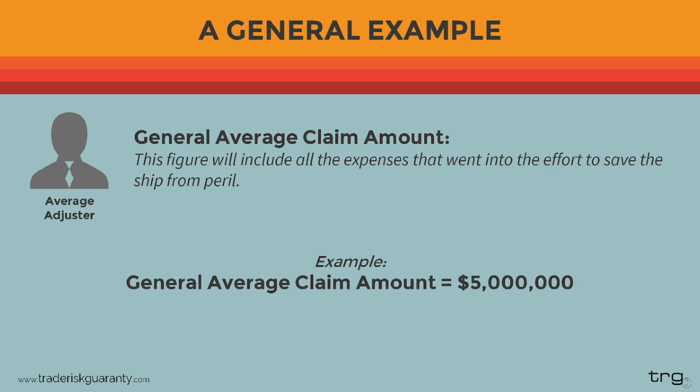In order to calculate how much each party must contribute toward this total, the adjuster will look at the total value of the voyage and what percentage of that belongs to each party. Those percentages will then be applied to the general average claim value. So keep this $5 million in mind, and let's jump back into how the rest of it is calculated.